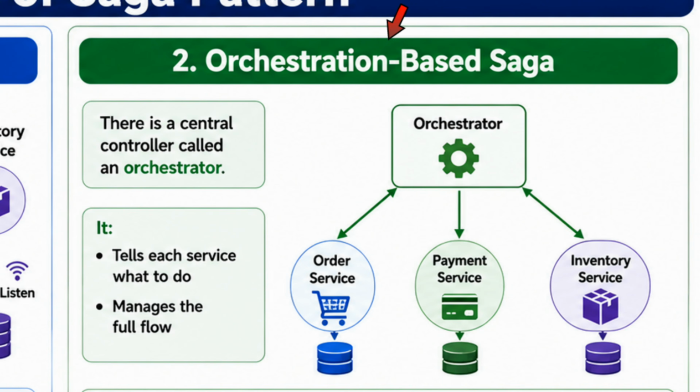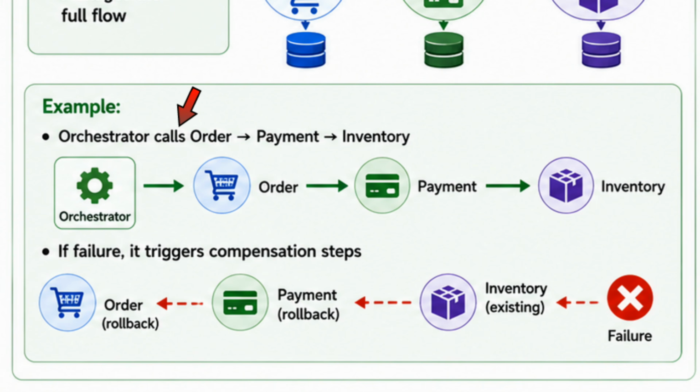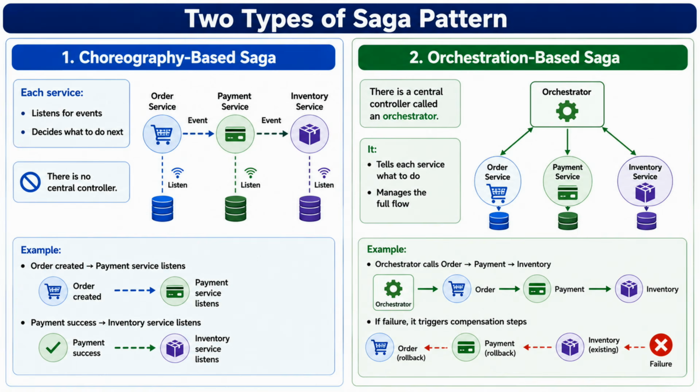Second one is orchestration based Saga. In this approach, there is a central controller called an orchestrator. The orchestrator manages the entire workflow. The orchestrator tells each service what to do. For example, the orchestrator first calls the order service, then the orchestrator calls the payment service, then the orchestrator calls the inventory service. If any step fails, the orchestrator triggers compensation actions. So the orchestrator controls the complete process flow.